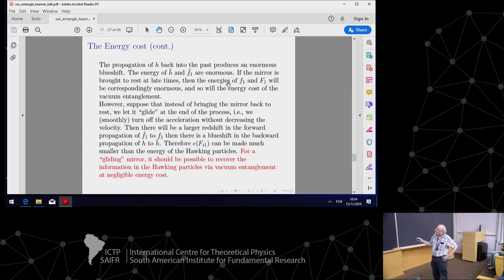So in the mirror model, if you don't stop the mirror, you can recover the information. You're still going to be emitting more particles than you emitted Hawking particles in this recovery process, but they can be of arbitrarily low energy, and there's negligible energy cost in doing that.